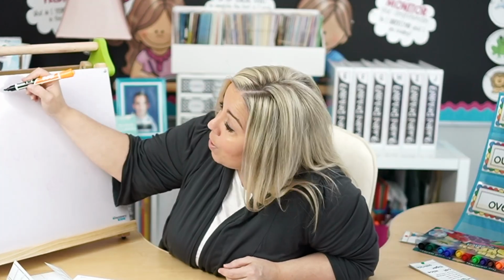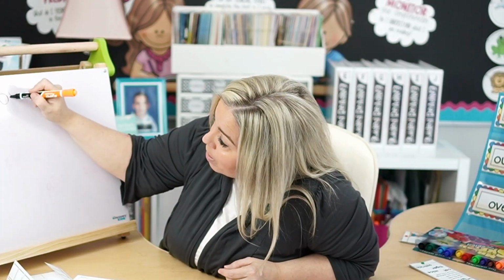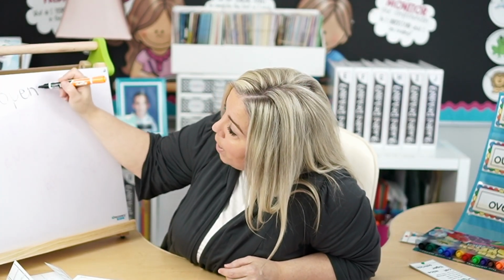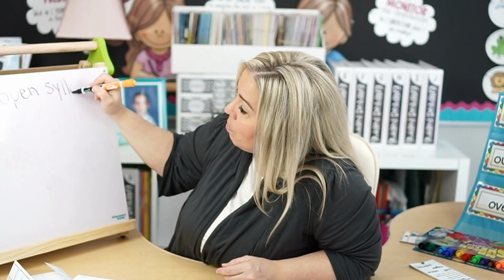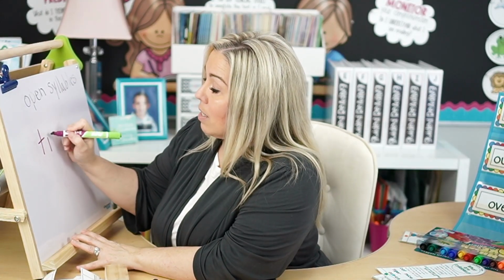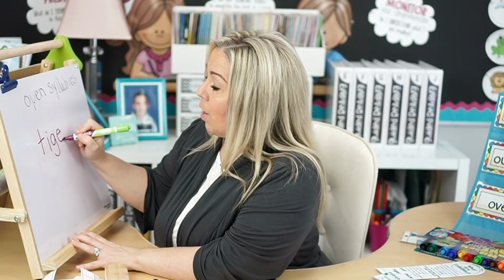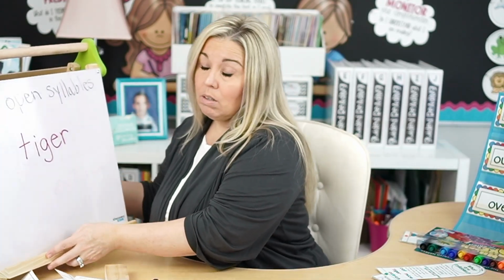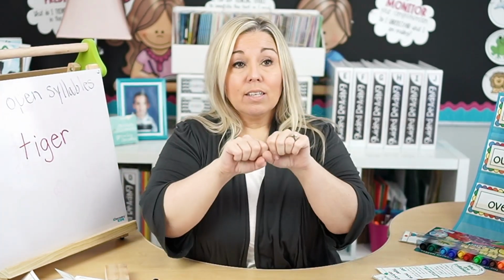So now we talk about open syllables. I say to them, okay, boys and girls, we're going to talk about something called open syllables. Now I'll start with the word tiger. Let's look at the word tiger. First of all, let's stretch it.